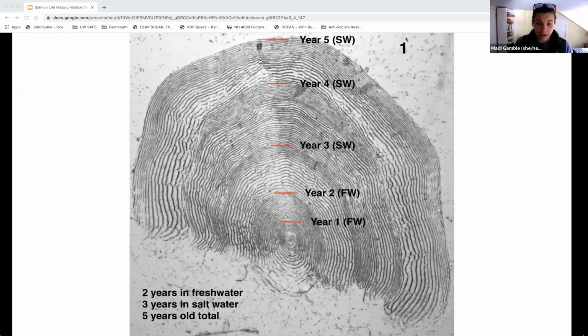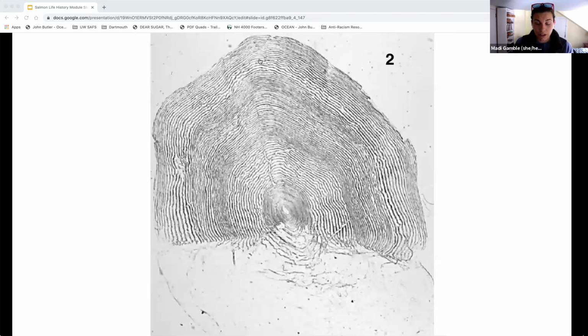This fish, I think, lived for 2 years in freshwater and 3 years in saltwater, making for a 5-year-old fish in total. So now let's move on to scale number 2. We'll pause the video while students annotate the scale, and then I'll show you my annotations for the same scale.